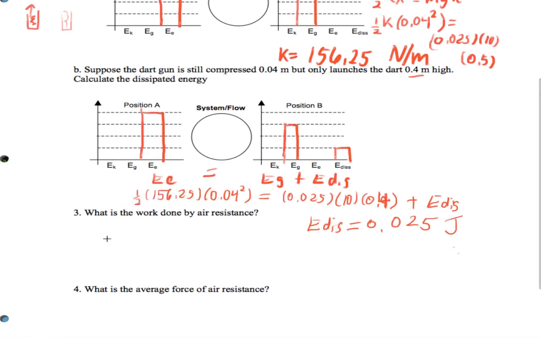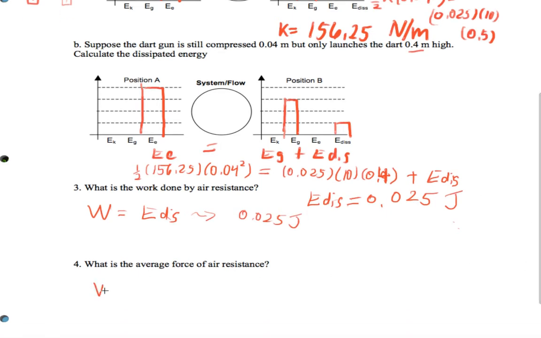Now, what this means is that the work done by air resistance is exactly equal to the dissipated energy. Remember, work is the means by which energy is transformed from one form to another. So the work done by the air resistance is equal to this dissipated energy because we've transformed some of our elastic energy into dissipated energy. So that's going to give us 0.025 joules.